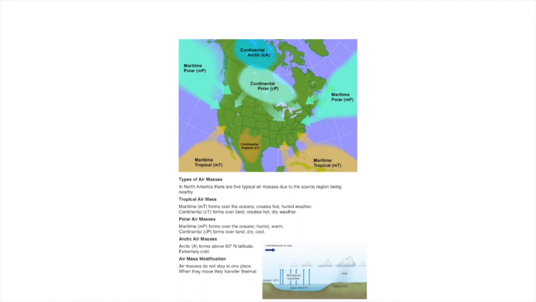So you can have continental Arctic, continental polar. So polar is towards the poles. Arctic is in the Arctic zone, so that's much colder. And then the maritime polar would be cold and wet. And then the continental polar is cold and dry. The continental tropical is warm and dry, and the maritime tropical is moist and warm.